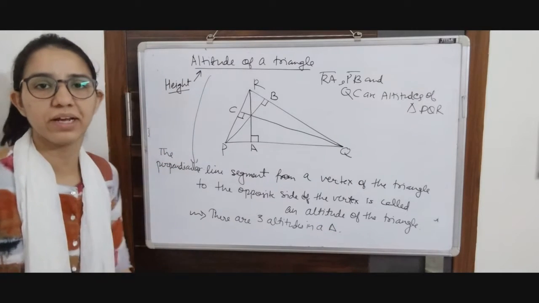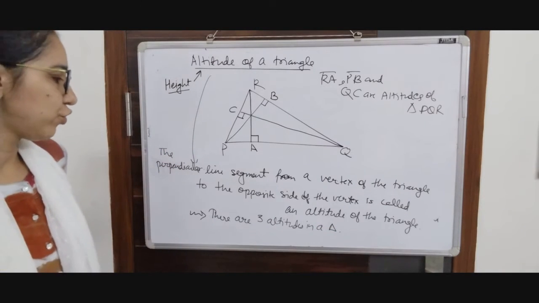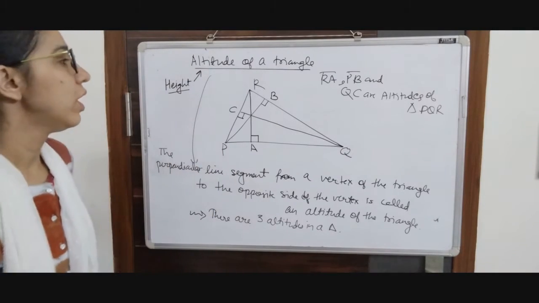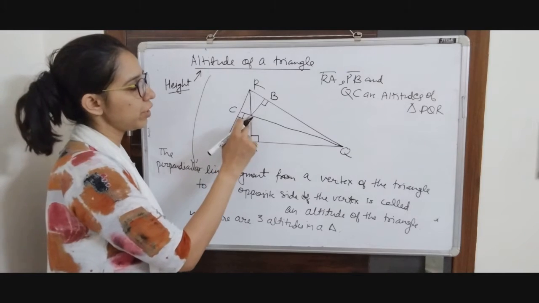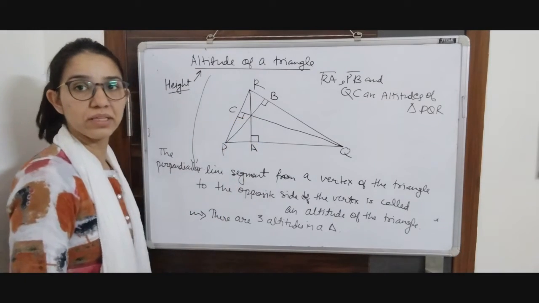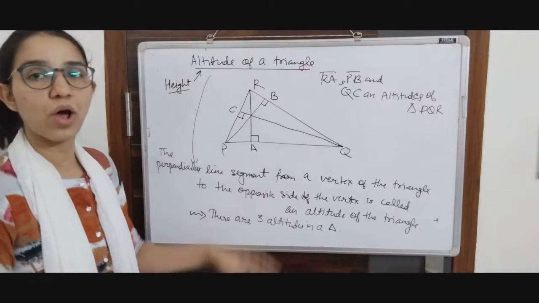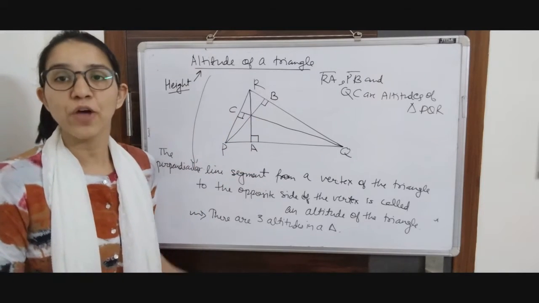In every triangle there are going to be three altitudes, and there are also 3 medians. Now see that the meeting point of the altitudes is inside the triangle, or you can say it is in the interior of the triangle. Now think about this.